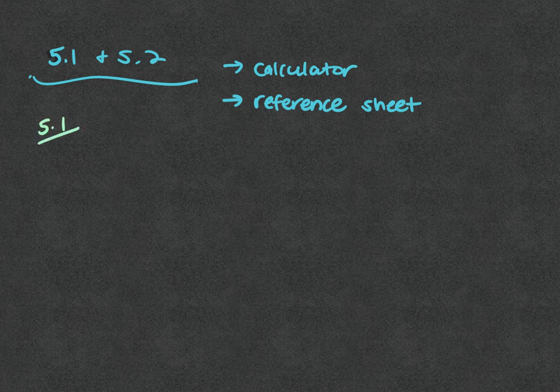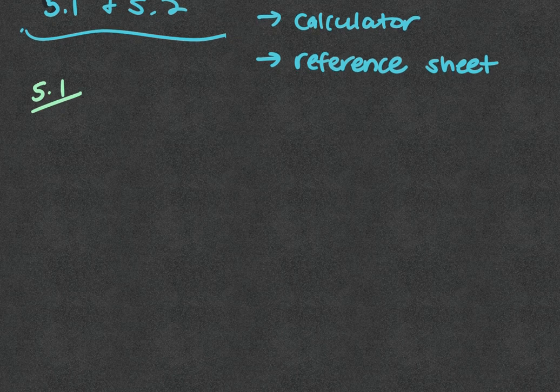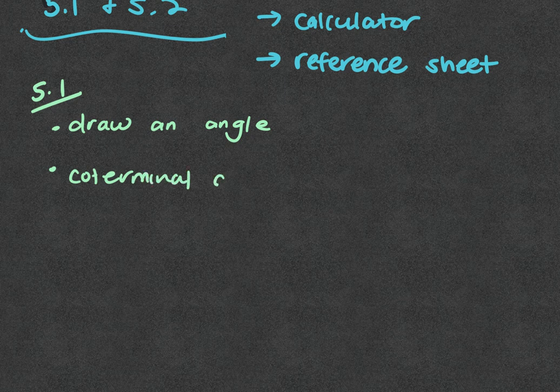And 5.1, we learned how to draw an angle on the circle. We learned how to find coterminal angles, which is adding or subtracting 360, however many times you need to do it to get, if you want a positive coterminal angle, you got to make it positive. If it's negative, you got to make it negative. So if mine was like a negative 1,000, I'm going to keep adding 360 until I get to positive.